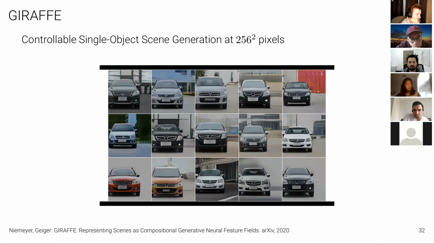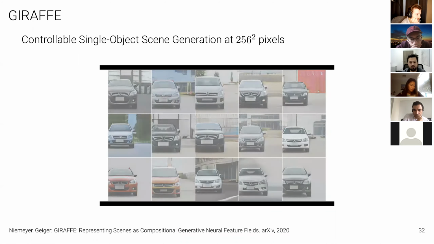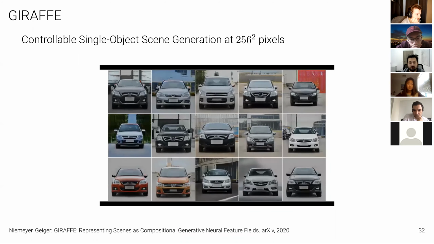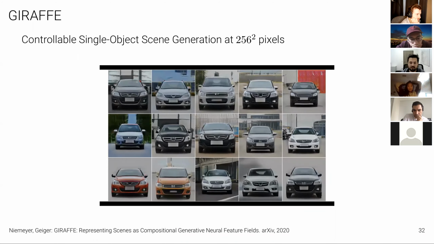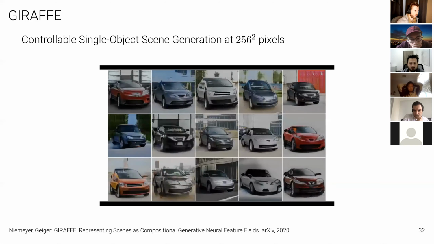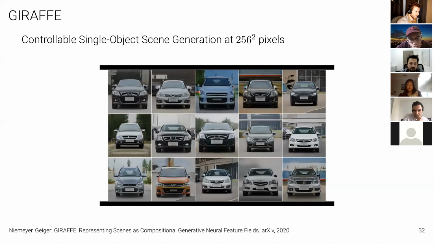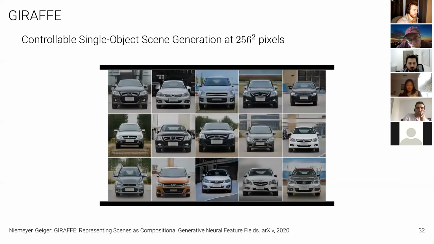And a subtle thing here is that although we just train with adversarial loss on images of cars, we can see that there's some disentanglement going on, right? So the foreground object is disentangled from the background because then we can control these individually.